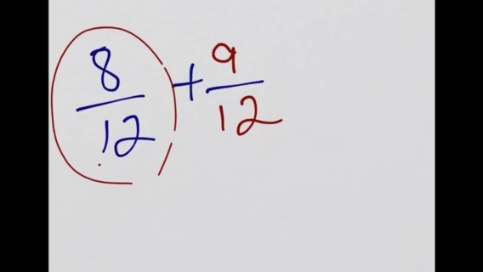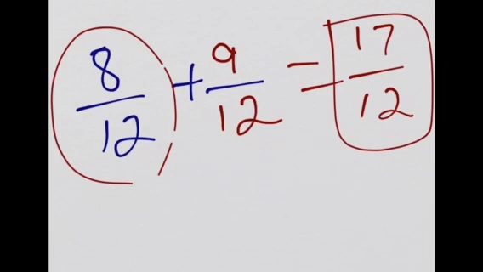So now my original problem has changed slightly, but these fractions are equivalent to the original ones. But now my denominators are the same. So I can add straight across the top. 9 plus 8 is 17. The bottom stays 12. That's just the unit, and there is my final answer.